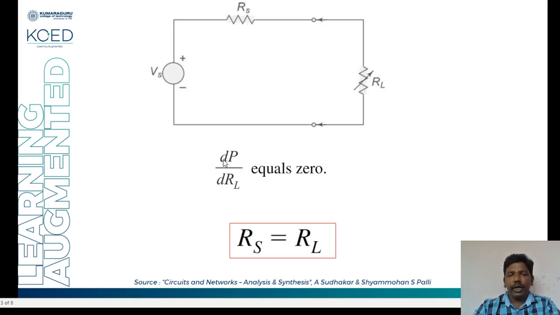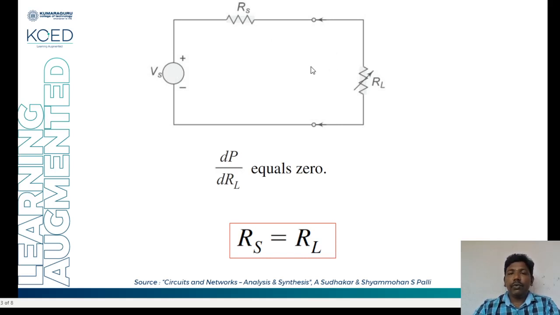So here I want to find the condition for receiving the maximum power. You find the power equation, differentiate with respect to load resistance and equate to 0, and if you simplify it, you will get this equation, that is Rs is equal to RL. So what does that equation tell you? When you choose the load resistance equal to your source resistance, in that case the maximum power from the source will be transferred to your load. Okay, so we will verify this theorem with the help of an example.